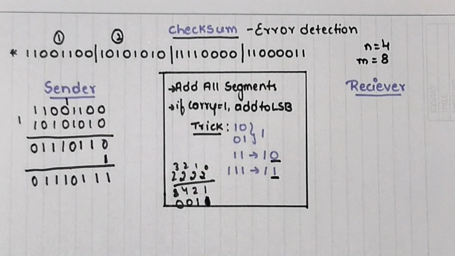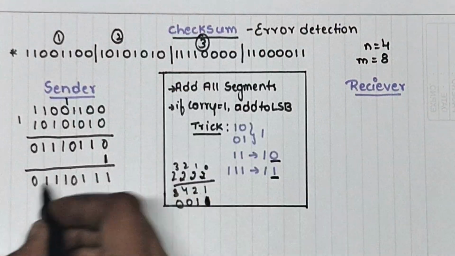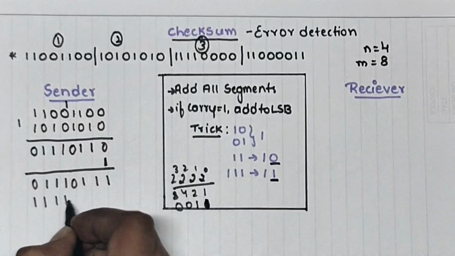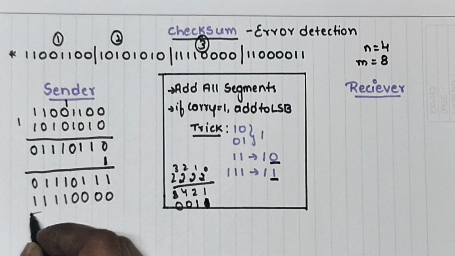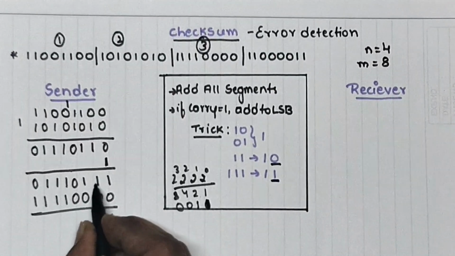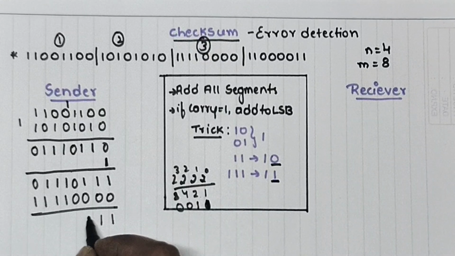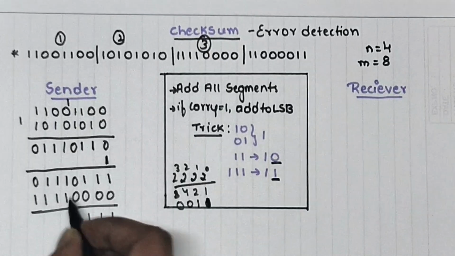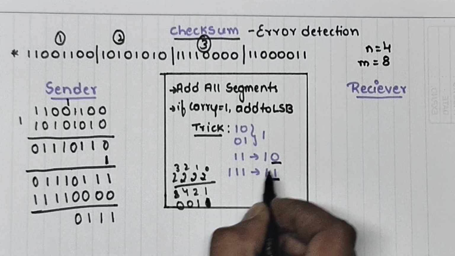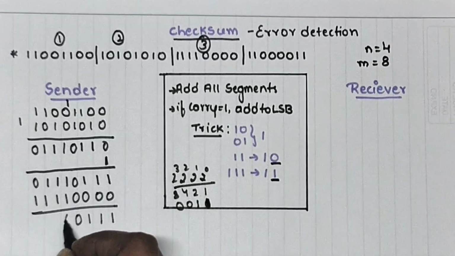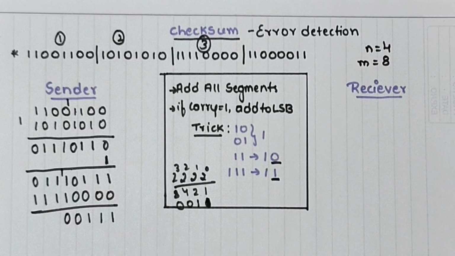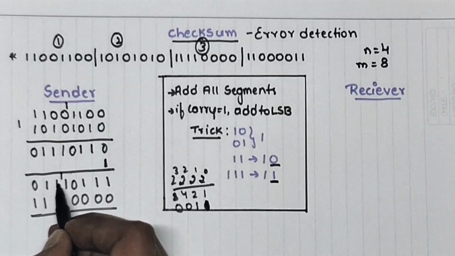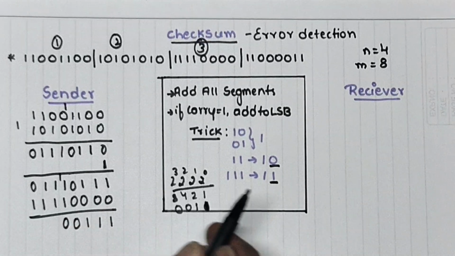Now I will add the third frame. This is the third frame: 1, 1, 1, 1, 0, 0, 0, 0. Now add them. 1 plus 0 is 1, 1 plus 0 is 1, 1 plus 0 is 1, 0 plus 0 is 0. 1 plus 1 will be 2. How will you represent 2? 0 will be the sum and 1 will be the carry. 1 plus 1 will be 2, 2 plus 1 will be 3. How will you represent 3?